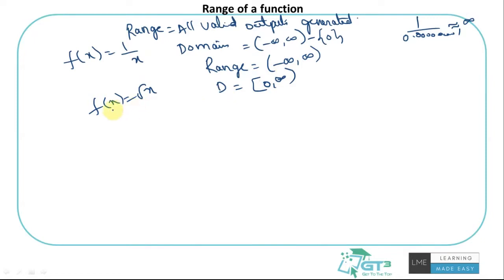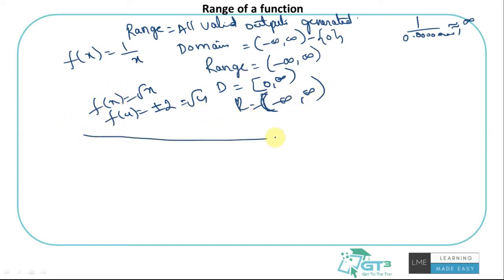But as I said, even if I talk about f of 4, it gives me plus or minus 2. Square root of 4 is plus or minus 2. So the range is minus infinity to infinite. Everything is possible as output for this. So what are the general problem areas for the range? The standard ones we see are these.